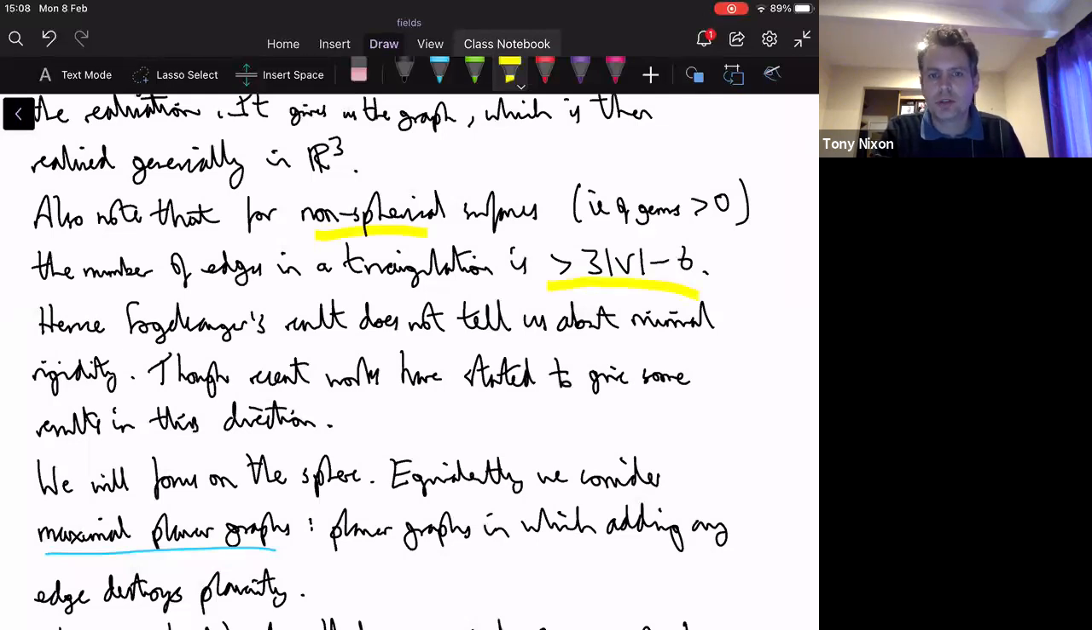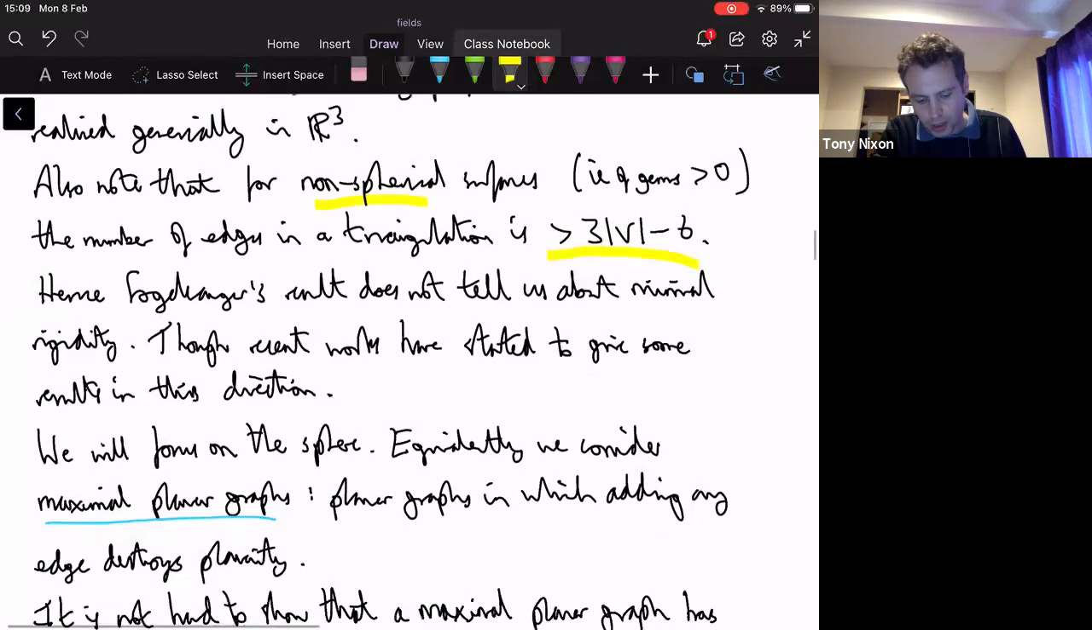So Vogelsanger's result, if the genus is high, tells you rigidity, but it doesn't really tell you anything about minimal rigidity, because you can have many, many more edges than you need for the minimal rigidity count. And it doesn't tell you anything about how you would delete edges to find a basis in the matroid, or to find a minimally rigid spanning subgraph.